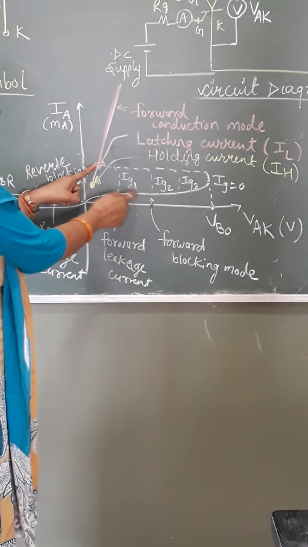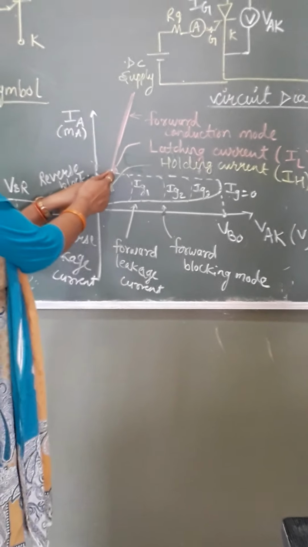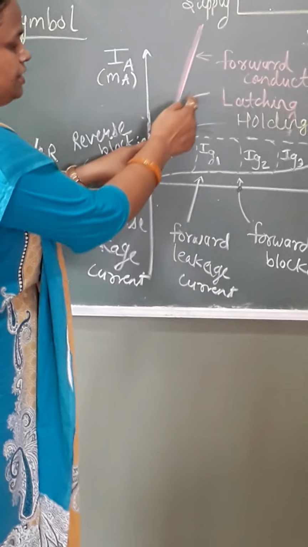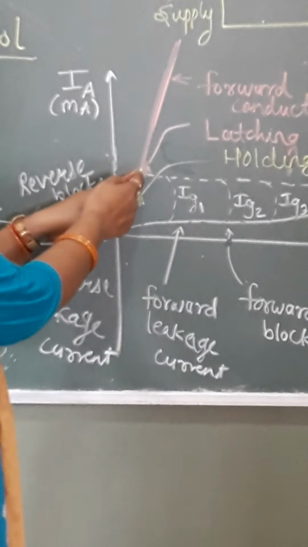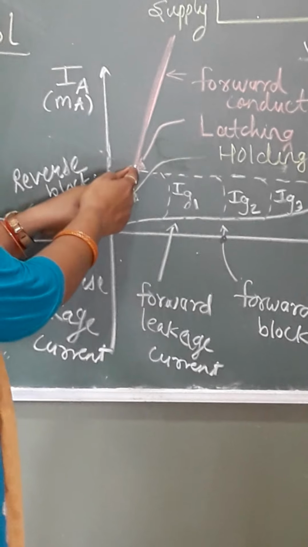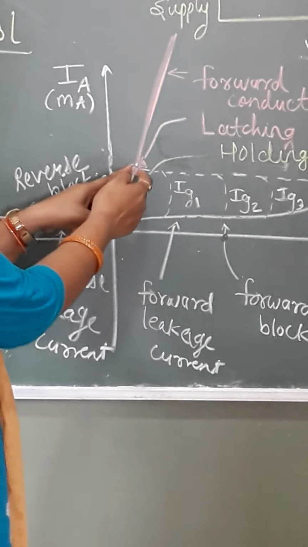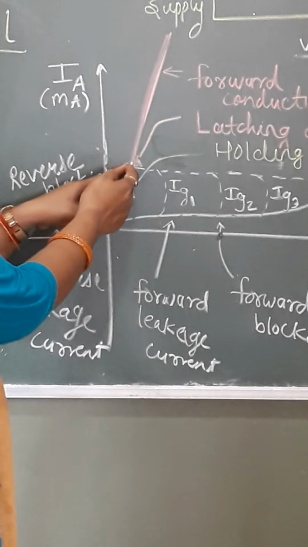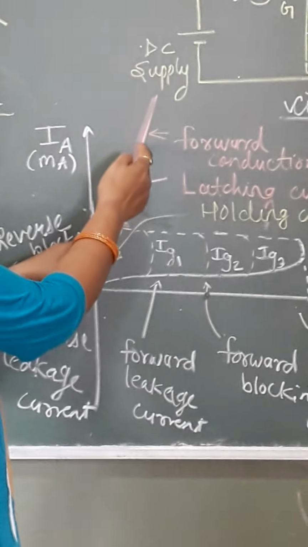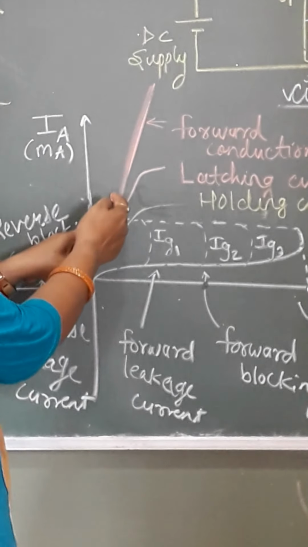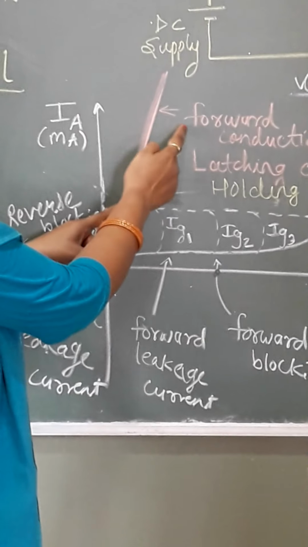So this much forward voltage can make the device on by applying a gate signal. That is the possibility. This point is the latching point, latching current. When the device is brought into conduction, thereafter you can switch off the gate signal because it cannot control further conduction. Then as you go on increasing the forward voltage, the current of the switch also increases. That mode is the forward conduction mode.